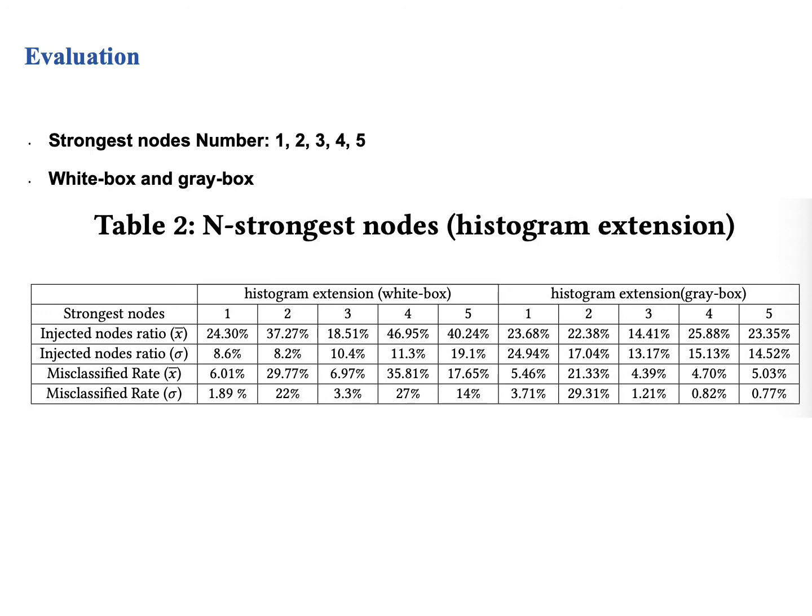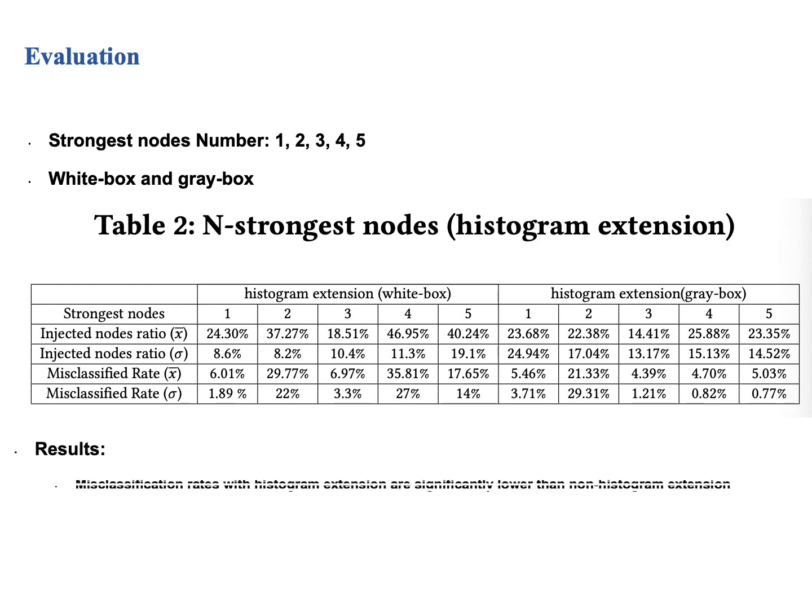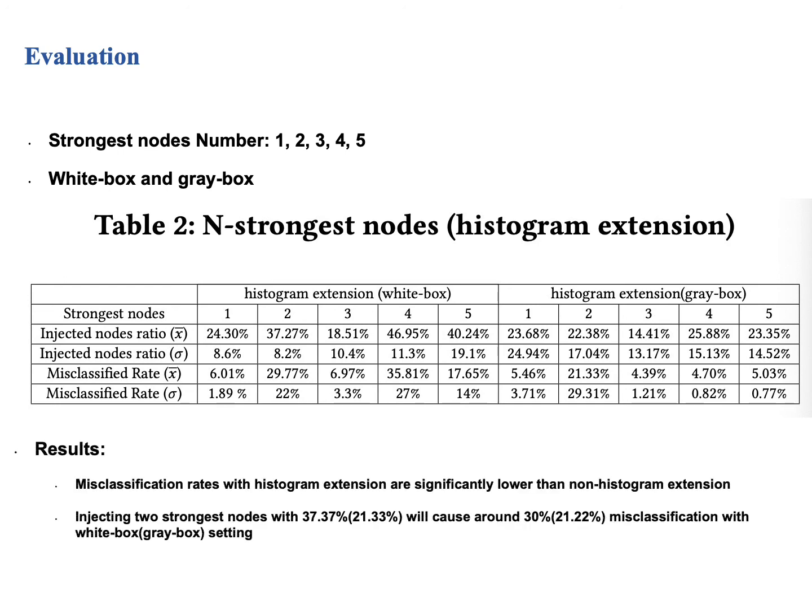For the second experiment, we test with the histogram extension, also using 1 to 5 nodes. The resulting misclassification rates with histogram extension are lower than without histogram extension. White box injection attacks get better misclassification than the gray box setting because we have more information.